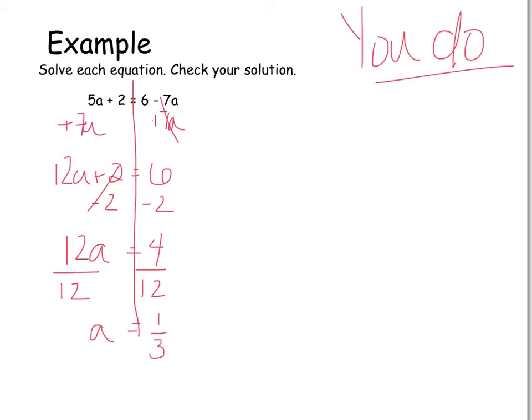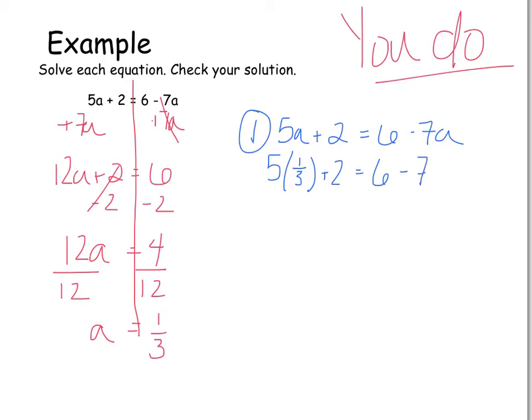So to plug in and check, we have 5a plus 2 equals 6 minus 7a, and I'm going to replace that a with a 1/3. And if you did, here at the original problem, if you instead subtracted 5a from this side instead of adding 7a, you know, you moved this guy first, you should still get 1/3 as your answer. Okay, back to the check.